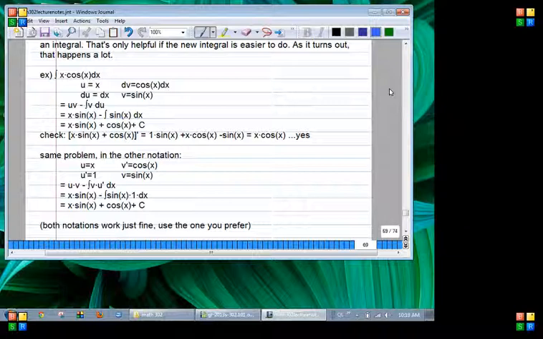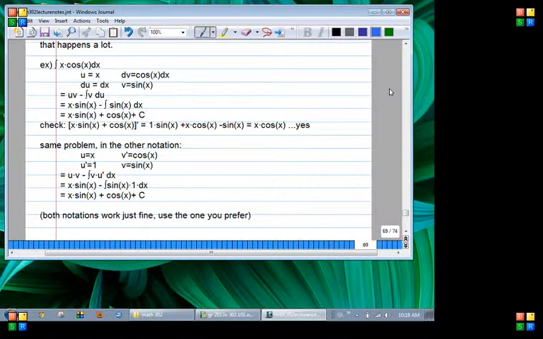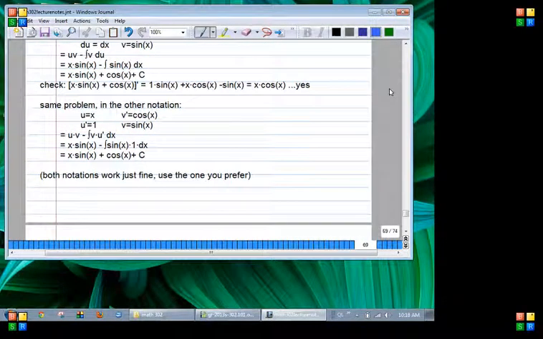So like I said, I prefer using differentials. But for our purposes, both notations work just fine. So use whichever one you like. Let's see another example.